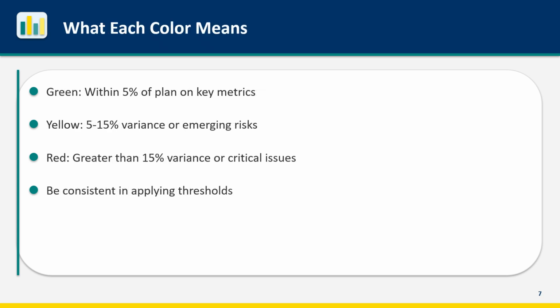Define what each color means for your organization. One common approach: green means within 5% of plan on schedule, budget, and scope. Yellow means 5 to 15% variance or emerging risks that need monitoring. Red means greater than 15% variance or critical issues requiring immediate action. The specific thresholds matter less than consistency. Apply the same standards across all projects and all reports. A green in January should mean the same thing as a green in June.